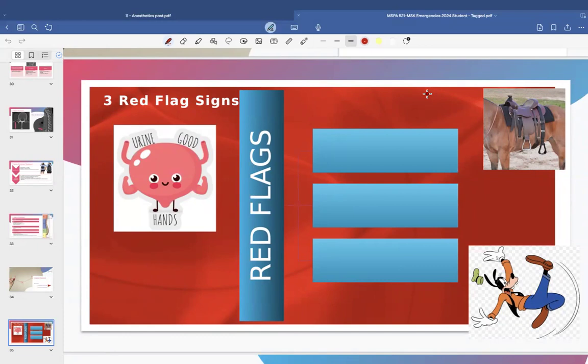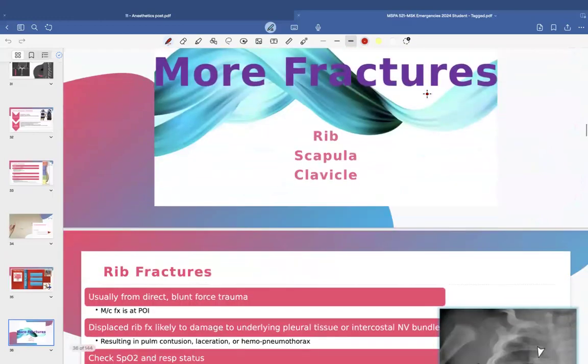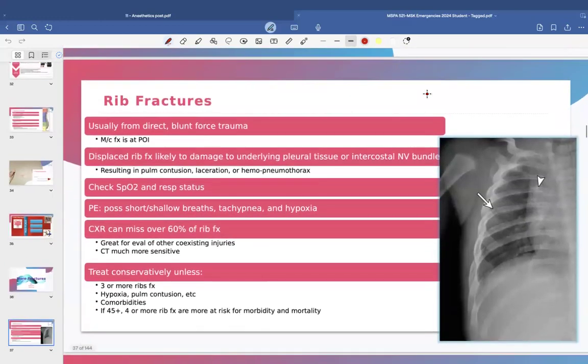Moving on from the spine, continue on the body. Rib fractures hurt. Usually it's from a blunt force trauma that you're gonna have a rib fracture. You have to be cautious of the neurovascular bundles whenever you're worried about rib fractures, making sure that there's no pneumothorax or things like that.